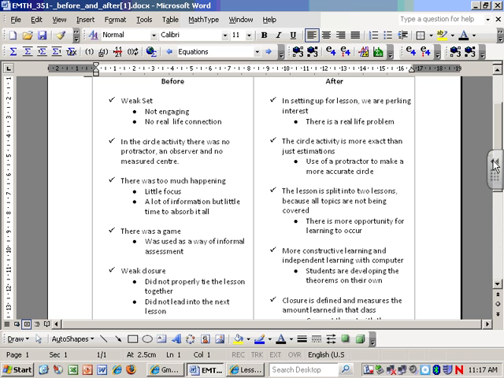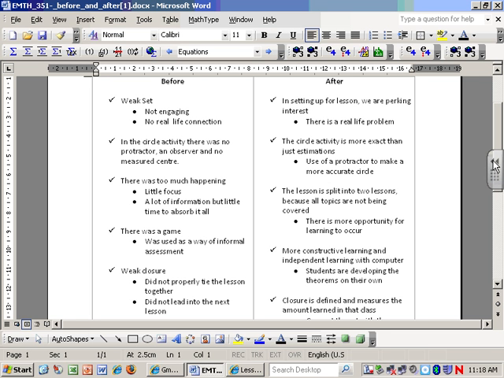Before, we also had the circle activity where there was no protractor, no real measurement device. It wasn't very accurate, and there was an observer instead of something more measured, which is less exact. We wanted them to actually see and prove to them that this really does happen. So after, we did incorporate the protractor and use more exact calculations.